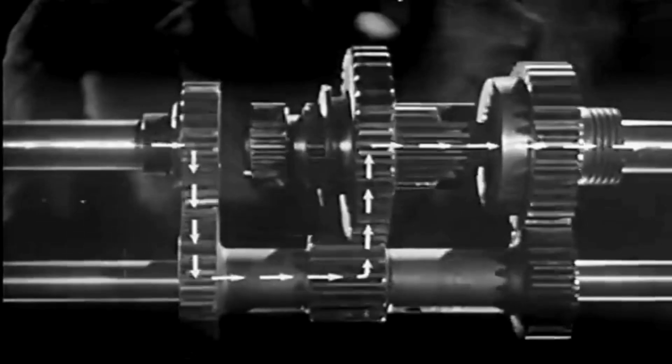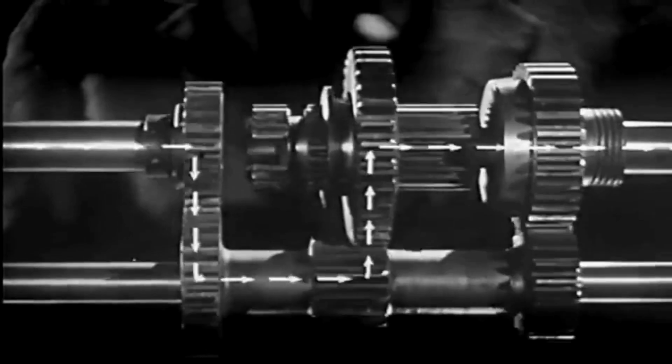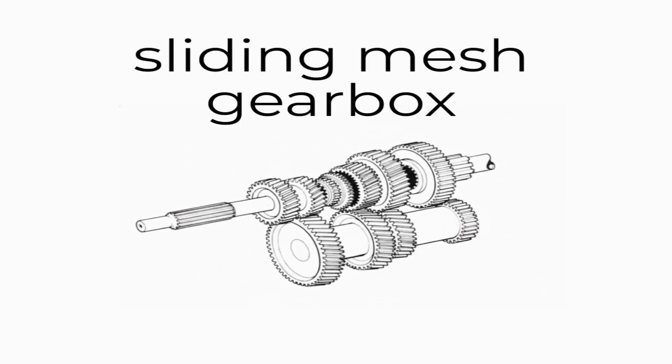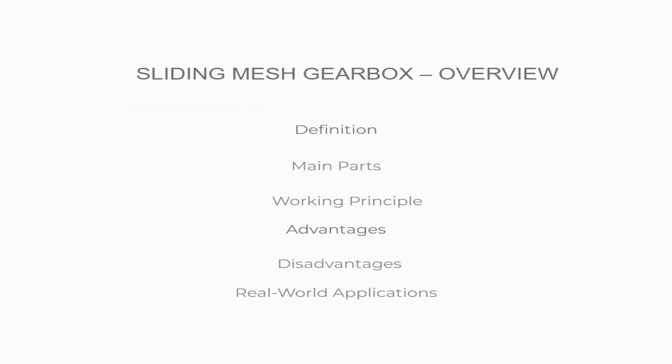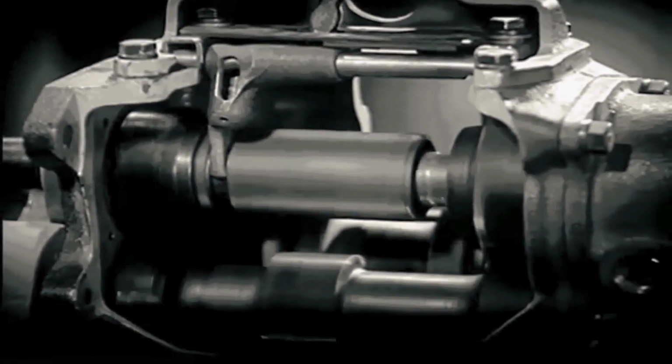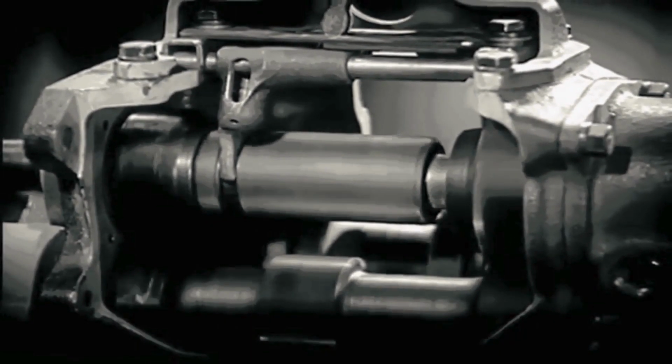Welcome back. In today's video, we'll learn about one of the earliest and most important types of automobile transmission systems, the sliding mesh gearbox. We'll cover sliding mesh gearbox definition, main parts, working principle, advantages, disadvantages, and even a few real-world applications.